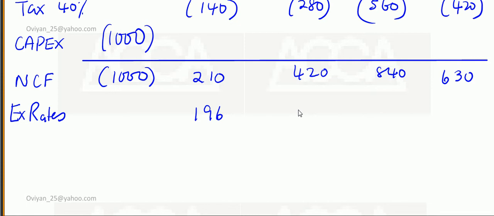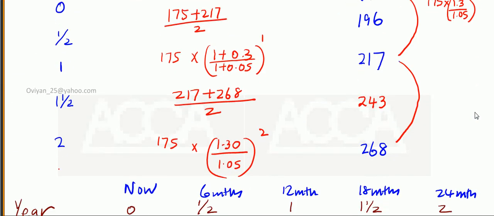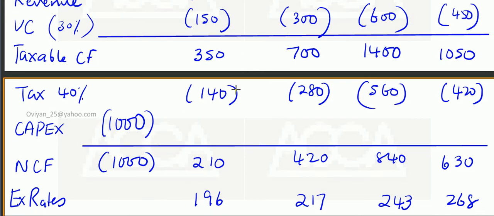196, 217, 243, and 268. You got that just now, all in line for you here. So this is going to be 196, 217, 243, and 268. So you have it there.